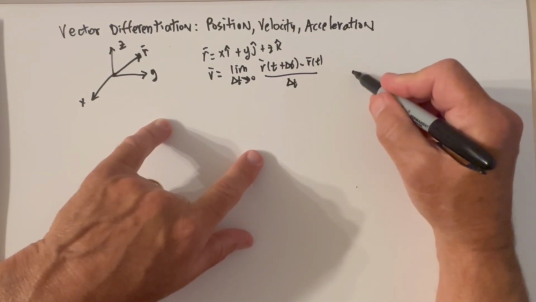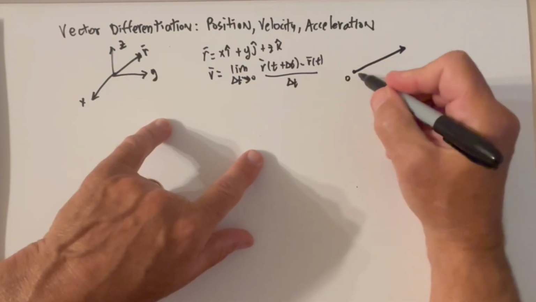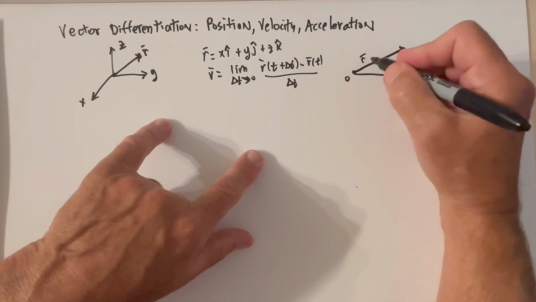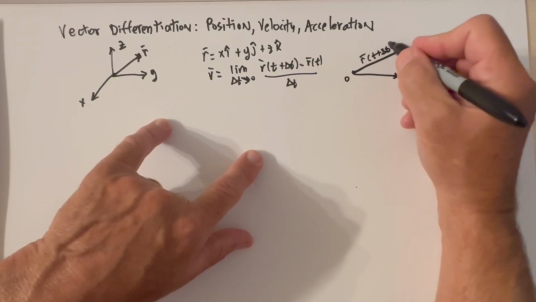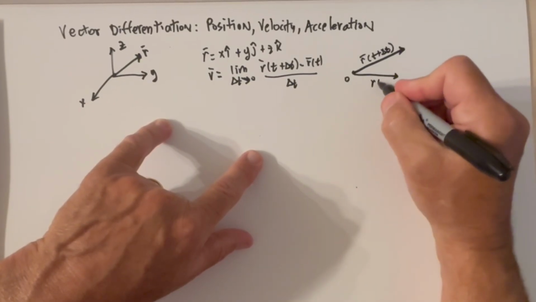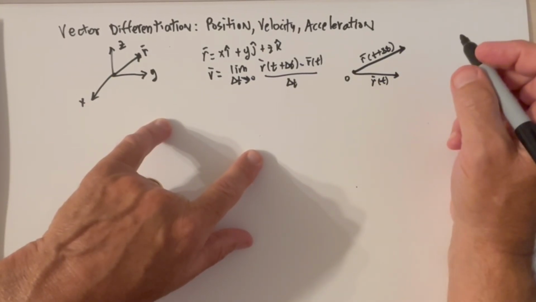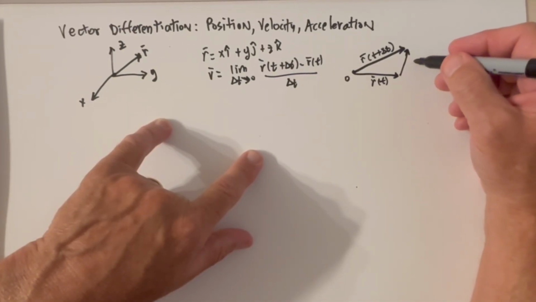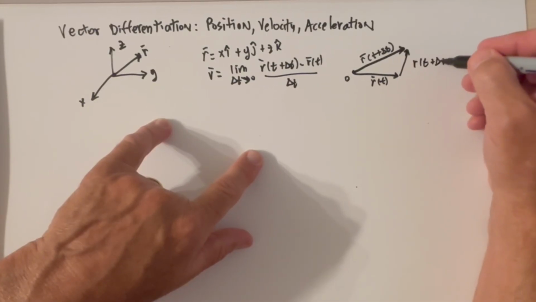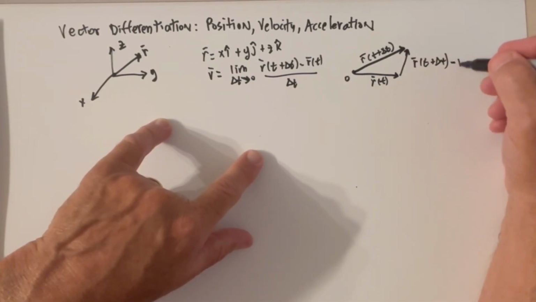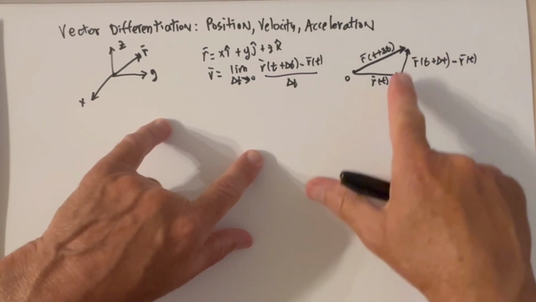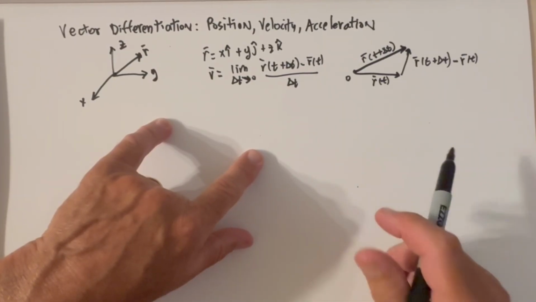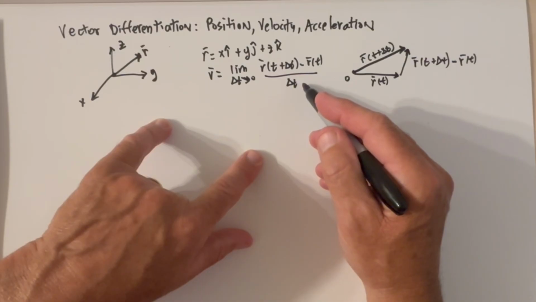If we put this, there's our origin. So this is going to be the r at t plus delta t, and this is just going to be our r of t, so we're changing it a little bit to see how this thing changes. The vector difference between those two is going to be r(t plus delta t) minus r(t). So that's what we're looking at. We're looking at how this position vector is changing with respect to time, and taking the limit as delta t goes to 0.